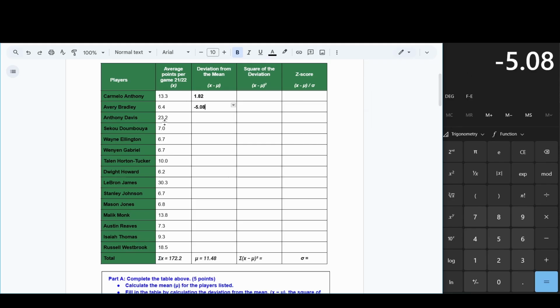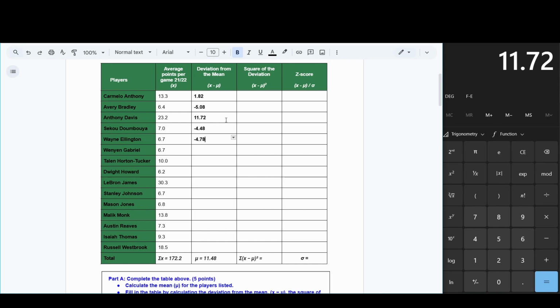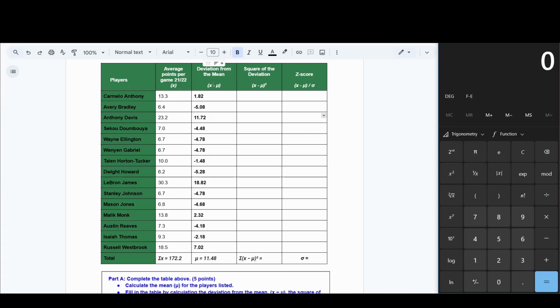I'll probably speed this up because it gets pretty tedious here. Next, I've got 23.2 minus 11.48. And that gives me 11.72. So these are all the deviations from the mean, all these numbers here. Again, you would never do this by hand in real life. You would put this into Google Sheets or in Excel or Desmos. Or here, it's fine if you just copy my numbers, that's fine.